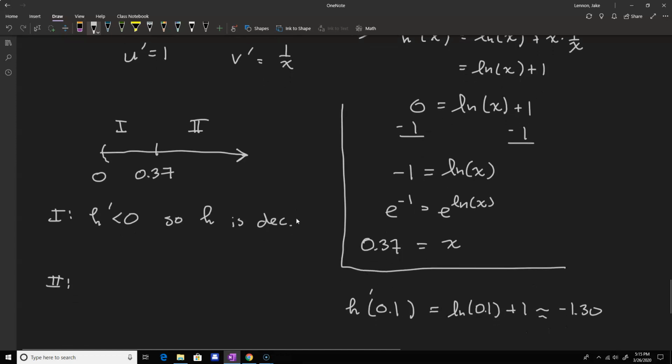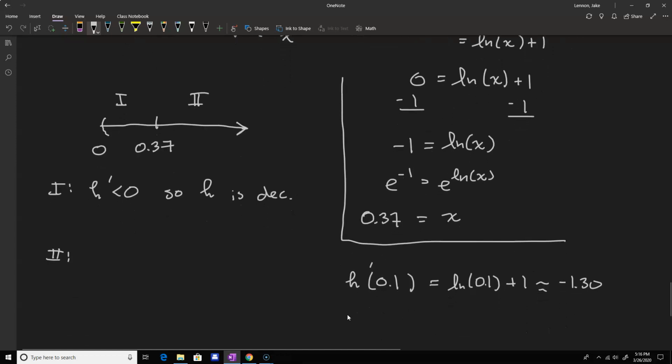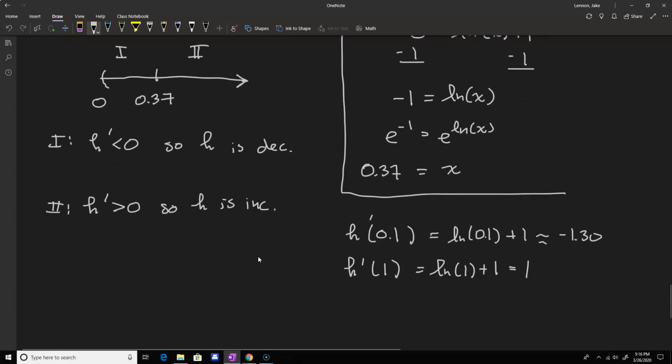And then let's plug in a point from region 2. Any positive value greater than 0.37 will do. So h prime of 1 comes out to the natural log of 1 plus 1. Natural log of 1 is 0, so this actually equals exactly 1. So in region 2, h prime is greater than 0, so h is increasing. Again, we're changing from decreasing to increasing, so that tells us that this is a local min.